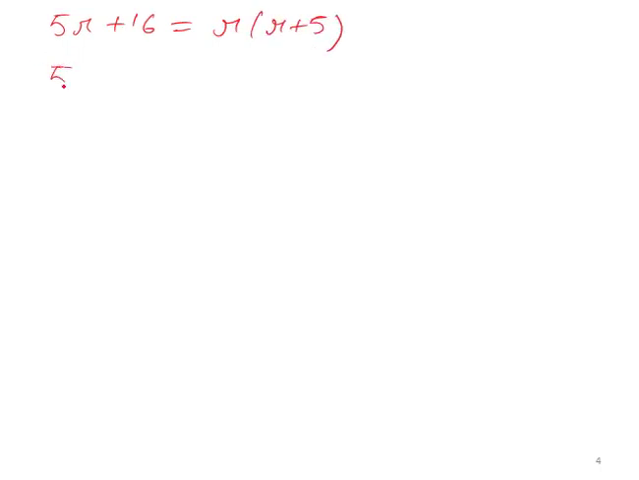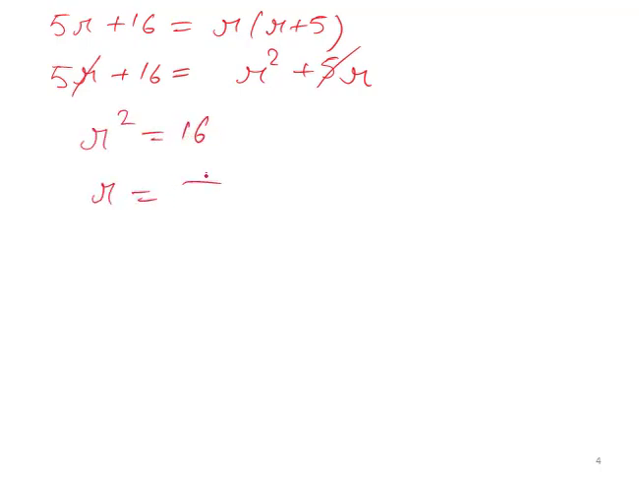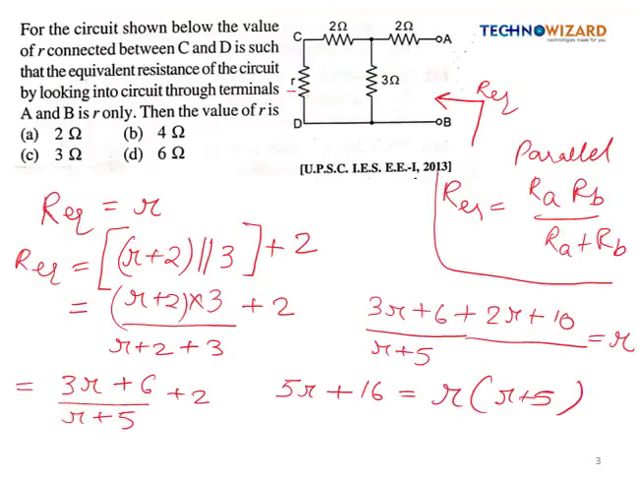So this is 5r plus 16 is equal to r square plus 5r. So they both will get cancelled out, so simply r square is coming as 16, right? So from here r is coming as plus and minus 4 ohm, and we know that resistance can't be negative, it means resistance is 4 ohm, right? So see the option. For this question, option B is correct, right? So let's see the next question.